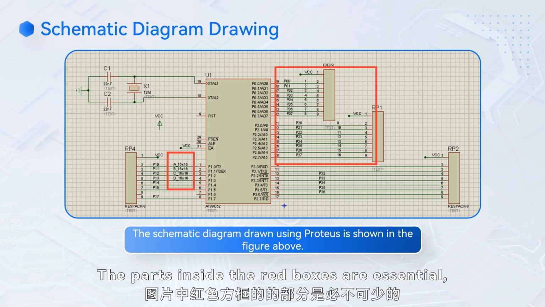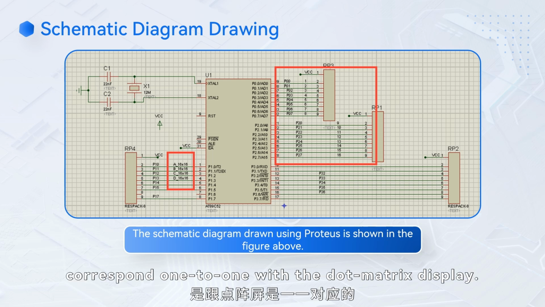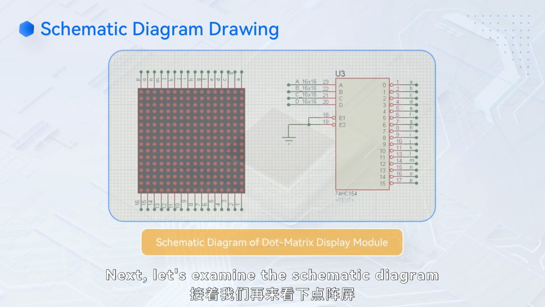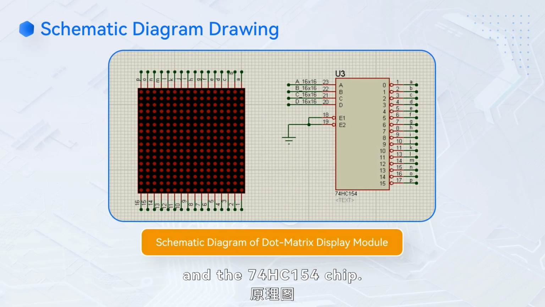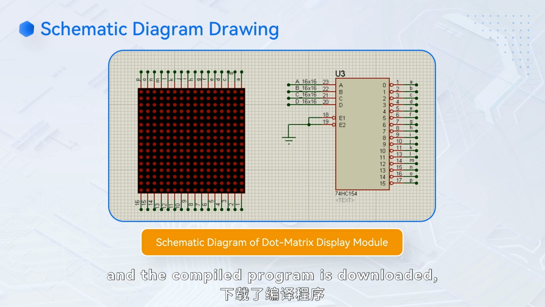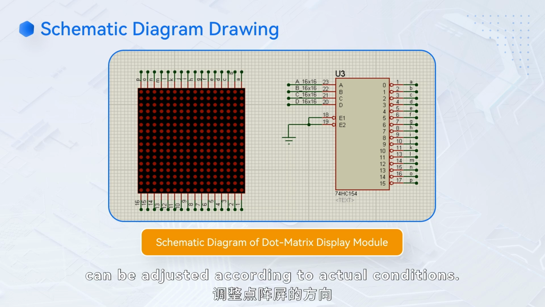The parts inside the red boxes are essential, and you can notice that these pin labels correspond one-to-one with the dot matrix display. Next, let's examine the schematic diagram of the dot matrix display and the 74HC154 chip. After drawing is completed and the compiled program is downloaded, the orientation of the dot matrix display can be adjusted according to actual conditions.